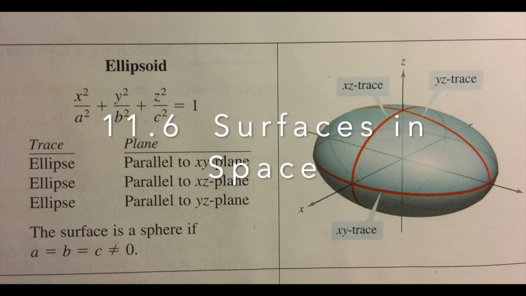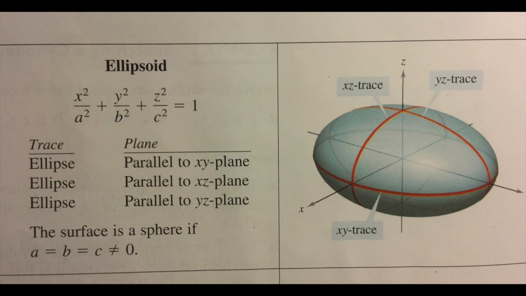We are going to talk about 11.6, Surfaces in Space. In this chapter, you need to remember 6 key graphs. The first one is the ellipsoid, and the equation is x squared over a squared plus y squared over b squared plus z squared over c squared equals 1. In this graph, the traces are all ellipses in the xy plane, xz plane, and yz plane. And the surface is a sphere if b equals a equals c and does not equal 0.